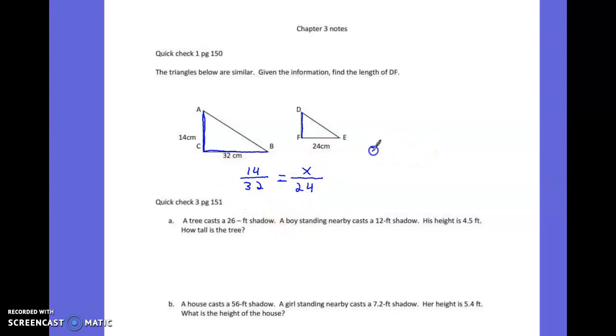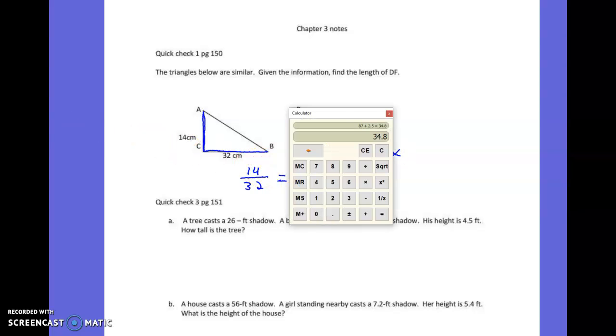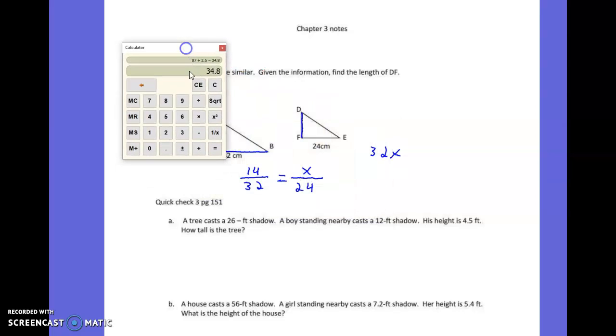32 times X is 32X. And then 14 times 24 gives us 336. So then I solve for X just by dividing by 32.